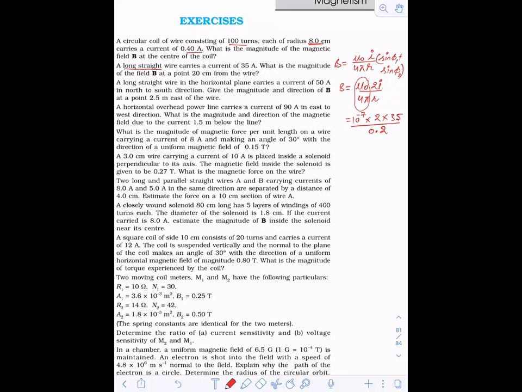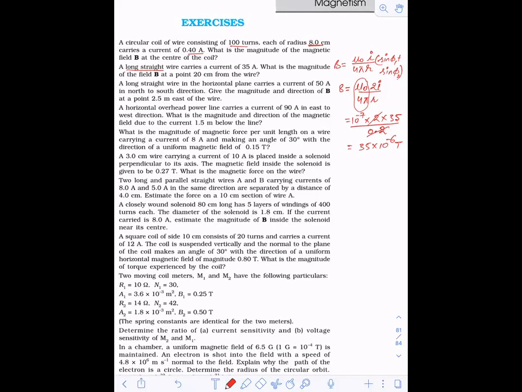10 to the power minus 7 into 2 into 35 divided by 0.2. So this will now be 35 into 10 to the power minus 6 Tesla. So this is the result. Question number 2, this is the result.